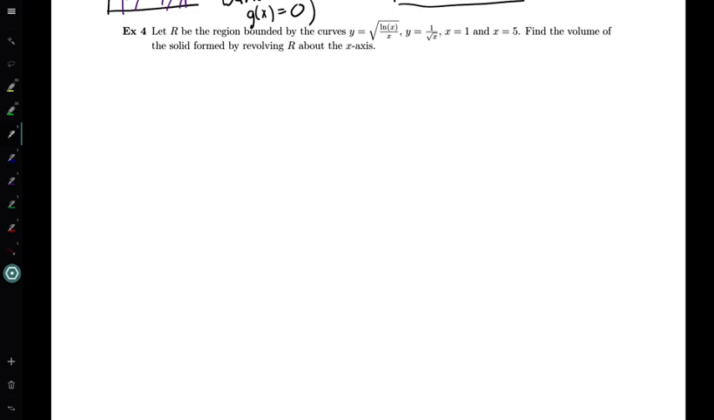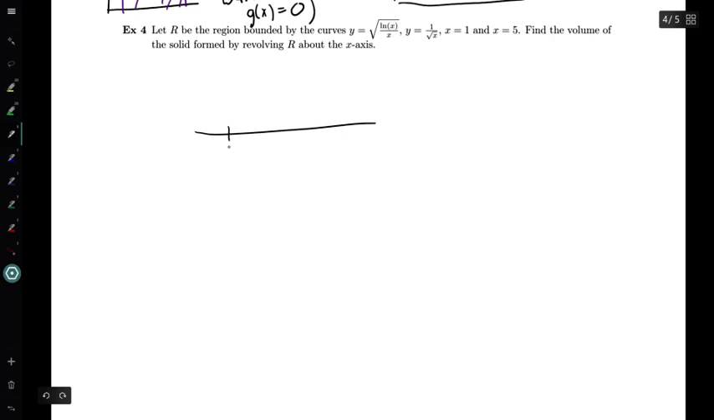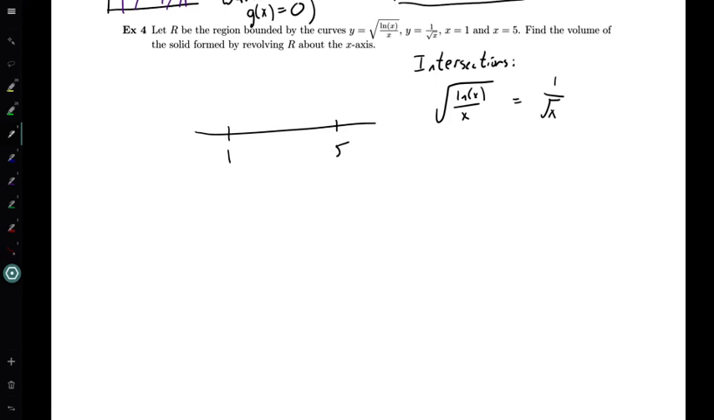So if we're thinking about some picture here, some interval between x equals 1 and x equals 5, in order to find which function is larger and which function is smaller, we first need to find where they meet up. So let's first find the intersection points between these two graphs. So I have root log x over x, I have 1 over root x. Notice that I know that both of these functions are continuous. So maybe that's something that we should write down first.